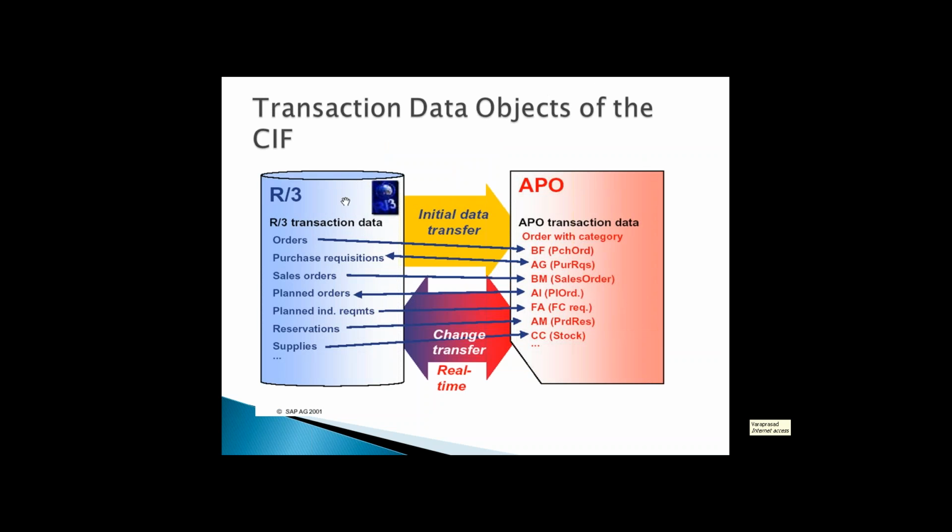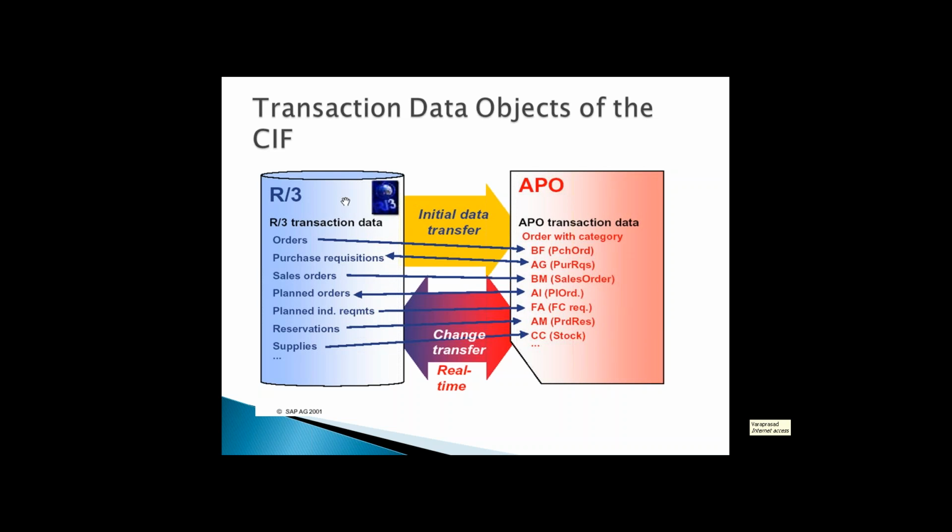Okay, these are the transaction data objects of the CIF. Whenever you are moving the transaction data from ECC to APO, how will it move, and what are the naming conventions of all the transaction data? Even transaction data is different from ECC to APO terminology-wise, but this data will be converted as a 2-digit ATP category. In APO, all the transaction data will be denoted as a 2-digit ATP category.